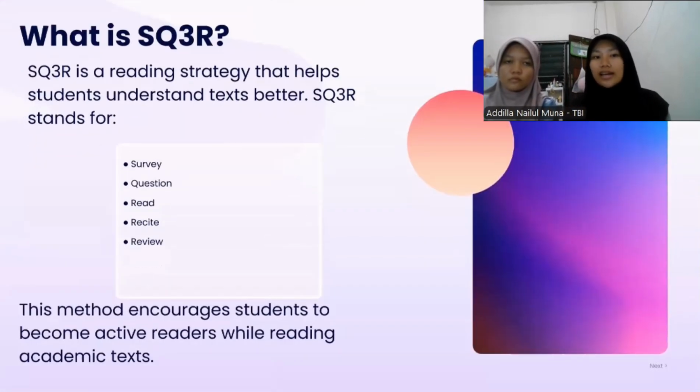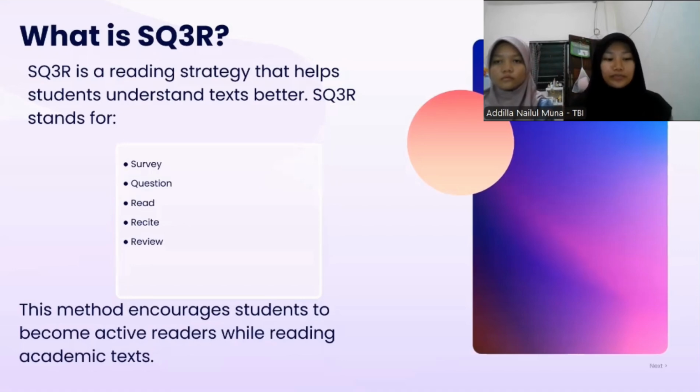So, what is SQ3R? SQ3R is a reading strategy that helps students understand text better. Yes, SQ3R is a reading strategy that helps students become active readers. SQ3R stands for survey, question, read, recite, and review. This method guides students step by step during the reading process. By using SQ3R, students can focus better, understand the text more clearly, and remember important information more easily.